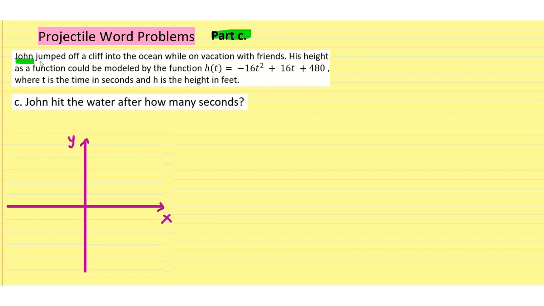This is about John jumping off a cliff into the ocean. He's on vacation with friends, and his height as a function is modeled by h of t is equal to negative 16t squared plus 16t plus 480. Our question asks us, John hit the water after how many seconds?